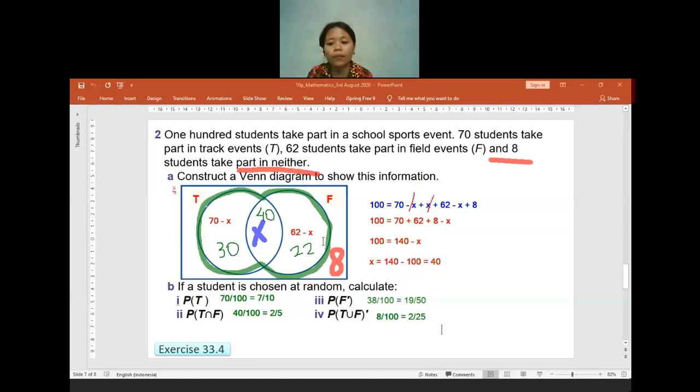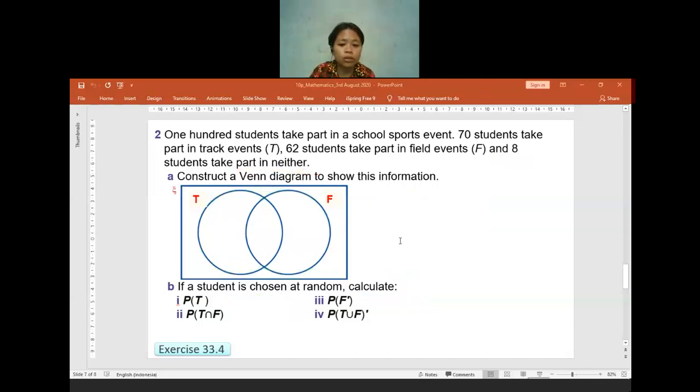Is there anyone who is still confused? Before I continue, is there anyone? No? Okay. For sure, no question. If you have no question, I will move to the next question, question 3.